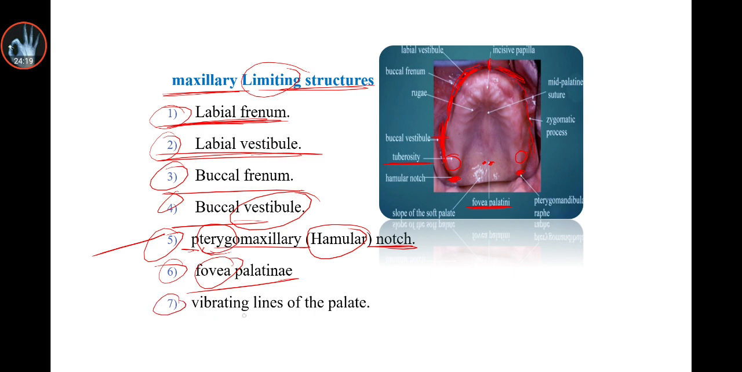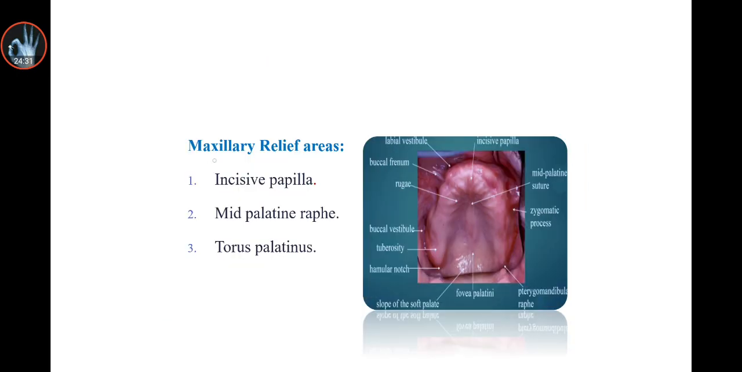We have something called the vibrating line of the palate. There is a line here between the soft and the hard palate called the vibrating line, يعني يهتز, موجود بين الهارد والsoft palate. The third division is the maxillary relief area, an area that has some prominence, and if there is pressure from the denture, it will cause pain. So we make a relief of these areas so you don't feel the pain.